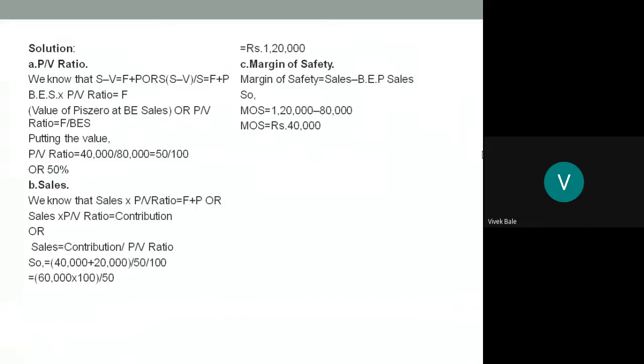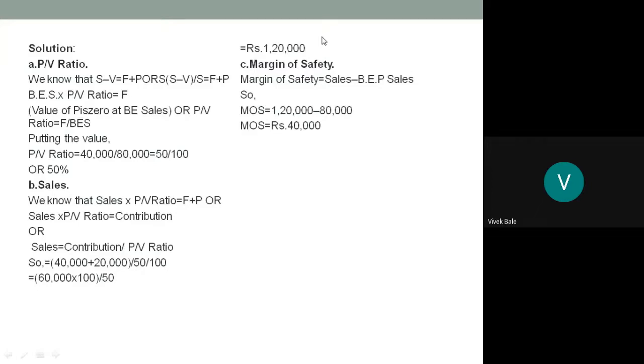I have just reframed this formula: sales is equal to contribution divided by PV ratio, because it was multiplied, so the PV ratio gets divided over here. And contribution is equal to 40,000 plus 20,000, so here it is the total contribution divided by the PV ratio of 50%. So 60,000 multiplied by 100 divided by 50, the amount of sales was 1,20,000 rupees.